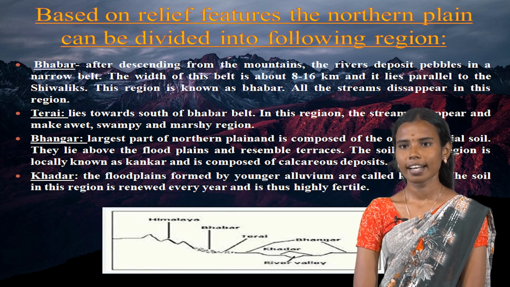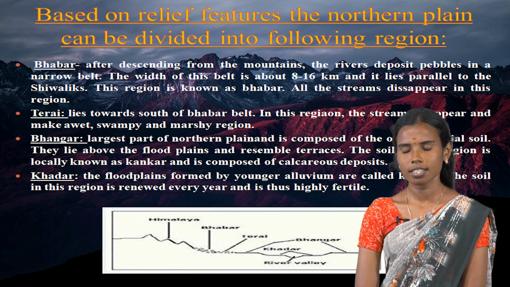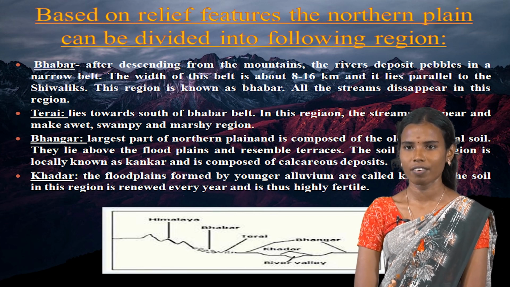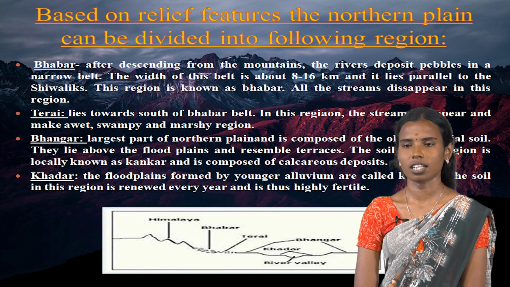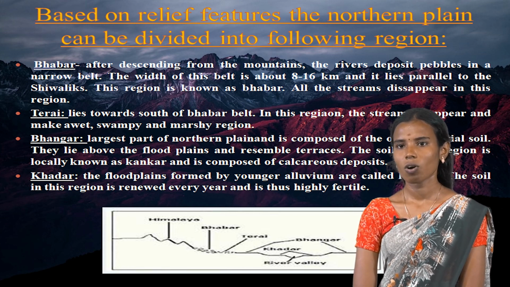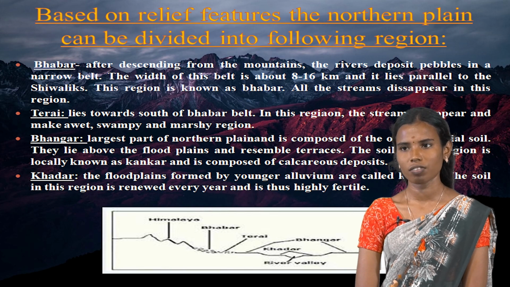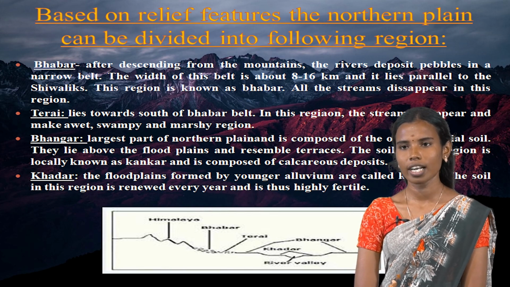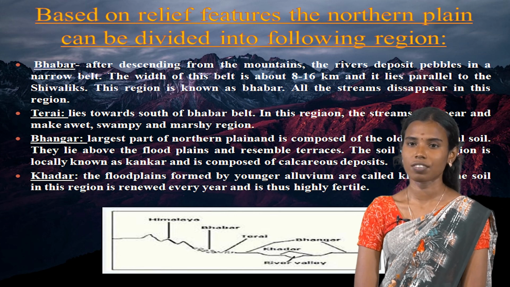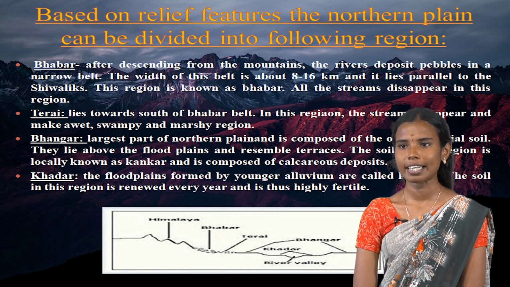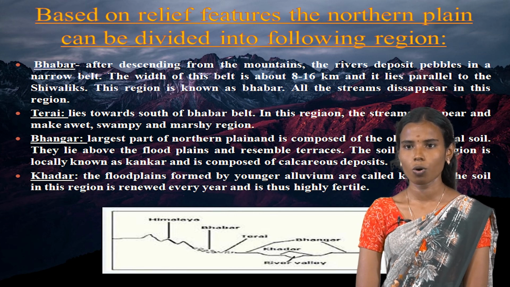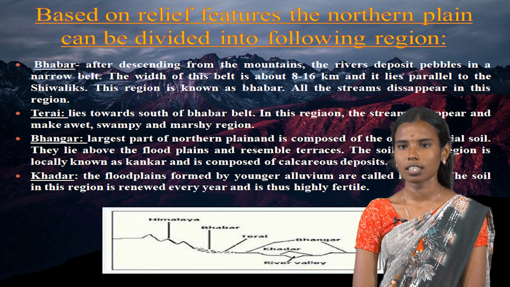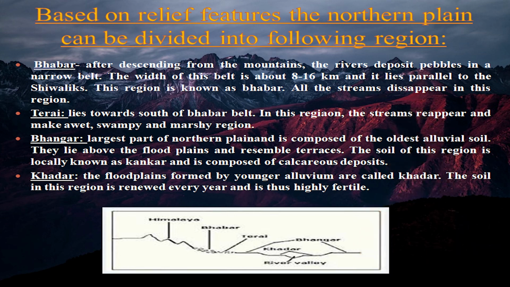Next one is Terai. Terai lies towards the south of the Babar belt. In this region, the streams reappear and make a wet, swampy and marshy region. Next one is Bangar. Bangar, the largest part of the northern plain, is composed of the oldest alluvial soil, which is soil transported and deposited by the river. They lie above the floodplain and resemble terraces. The soil of this region is locally known as Kankar and it is composed of calcareous deposit. And the final one is Kadar. Kadar is the floodplain formed by younger alluvium. The soil in this region is renewed every year and is highly fertile land.